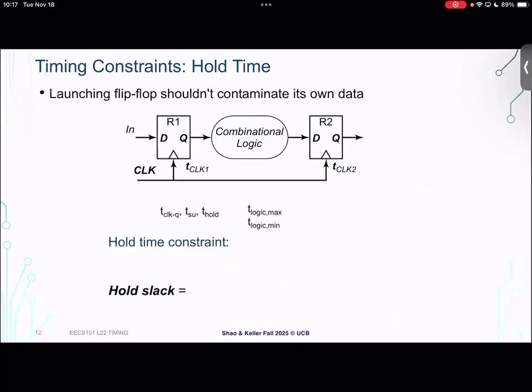Unlike setup time, which was looking at one clock edge and then the next clock edge and defining a constraint between them, hold time is defining a constraint for the same clock edge. So it's saying the clock arrives to launch flop R1, and then let's imagine that there's a very fast path through the combinational logic, and it arrives at this D pin even before that same clock has arrived at R2.